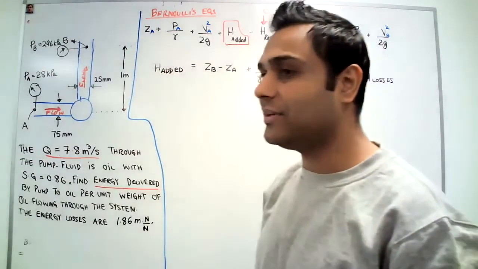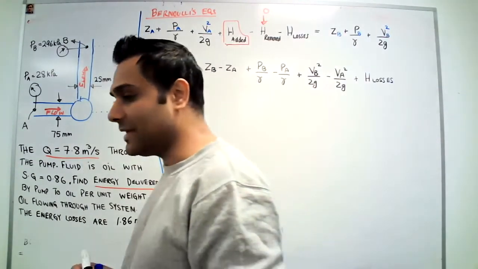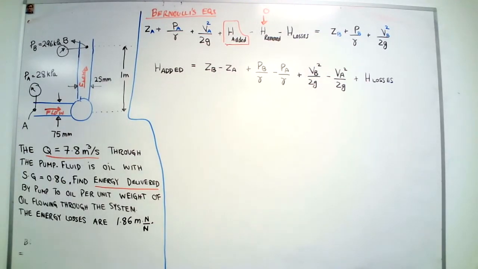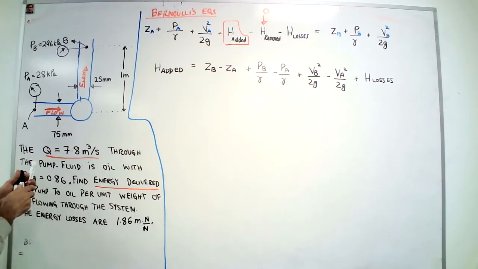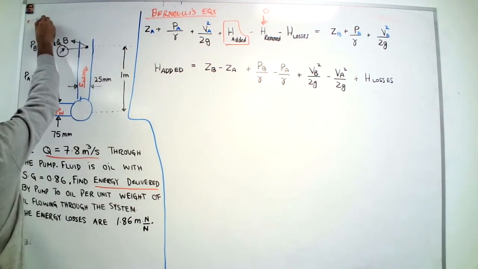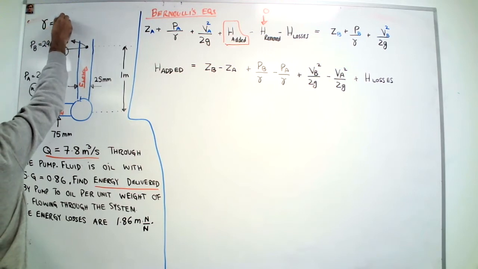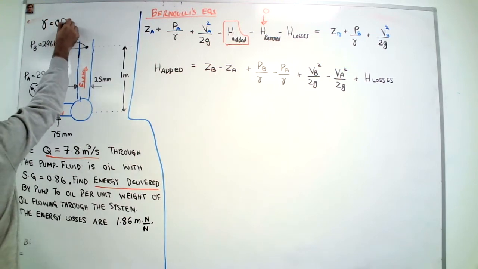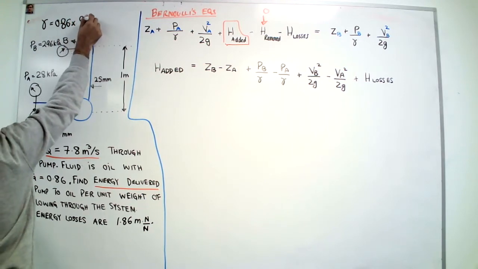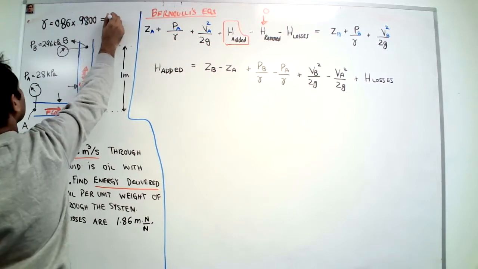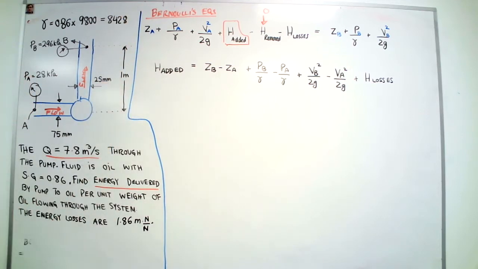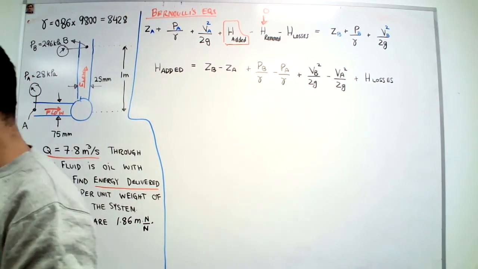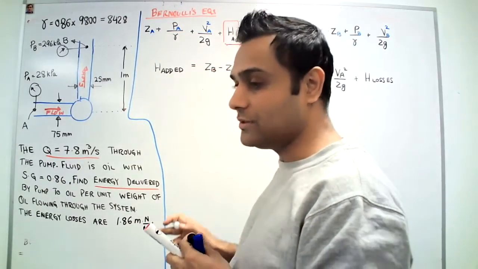Now we need to find the specific gravity of the oil. Sorry, the specific gravity of the oil is given as 0.86. We need to find the gamma first. So if I find the gamma, it is 0.86 multiplied by the unit weight of water, and we got the answer, 8428. So we are going to use that value in these equations to get the answer.